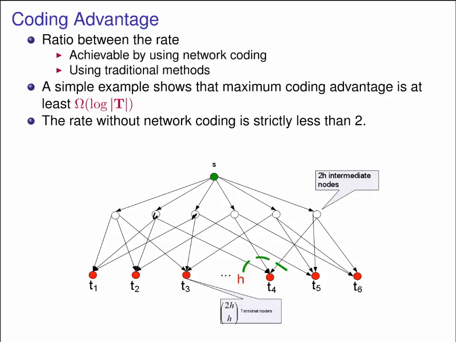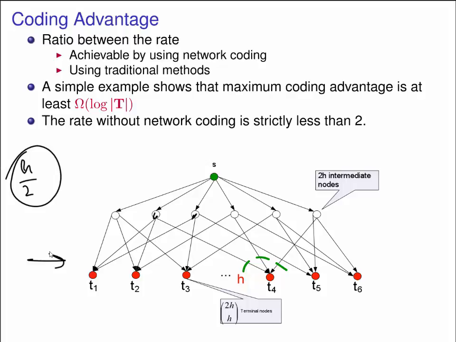So the natural question in this context is, can we construct a network for which the coding advantage is even larger than what we had in this simple butterfly network? And the answer is yes. It's possible to construct networks for which it is much larger. For example, for the network depicted here, the coding advantage can be as large as h over 2 for a given parameter h. So let's see how this network is constructed.